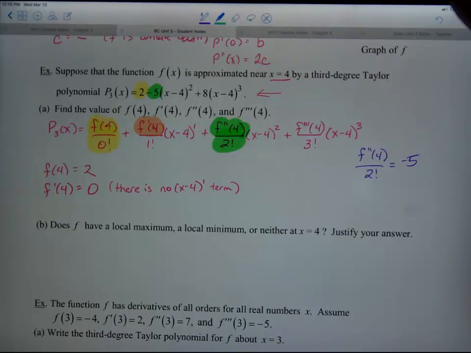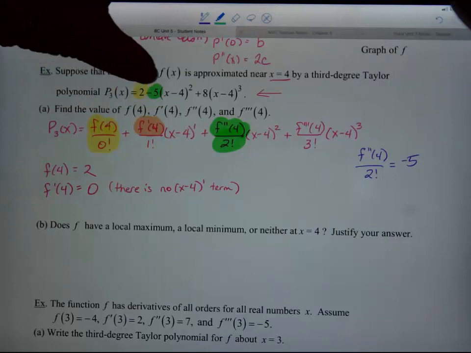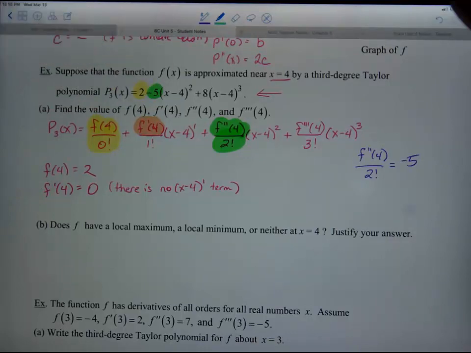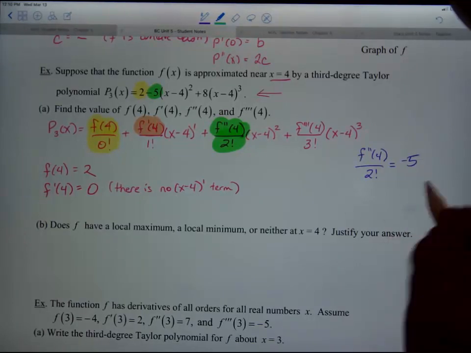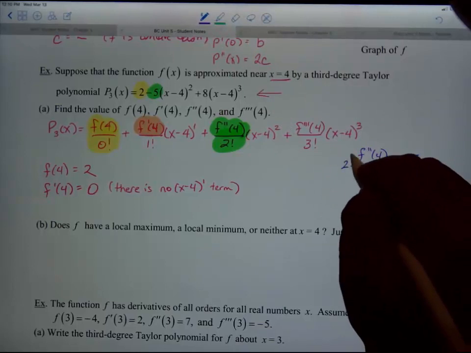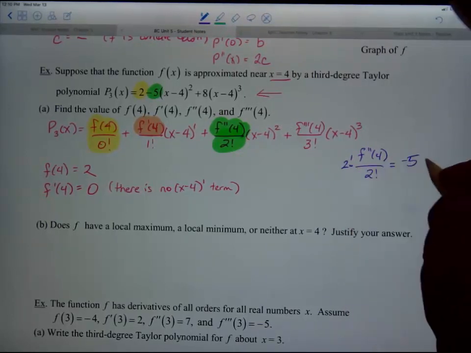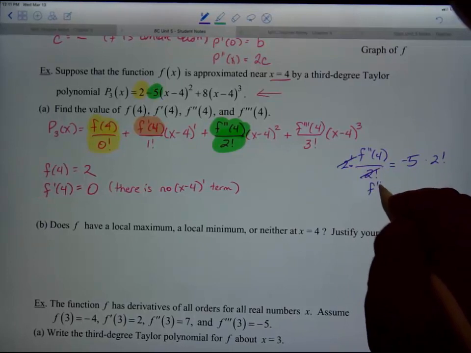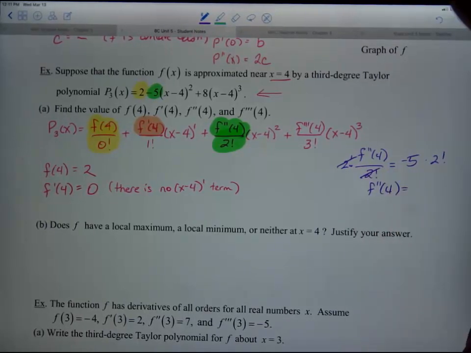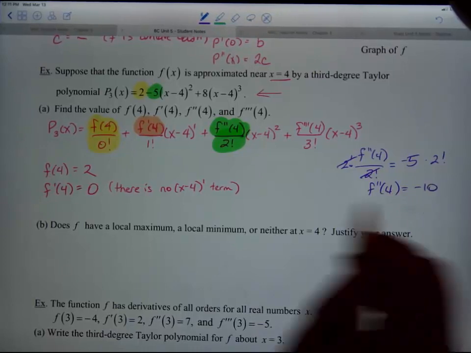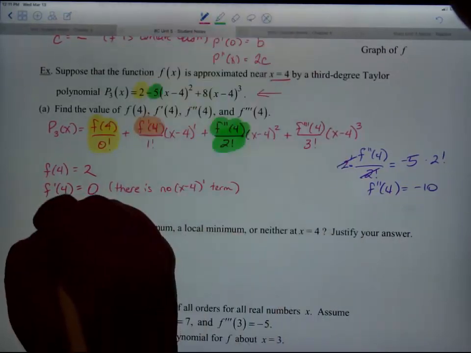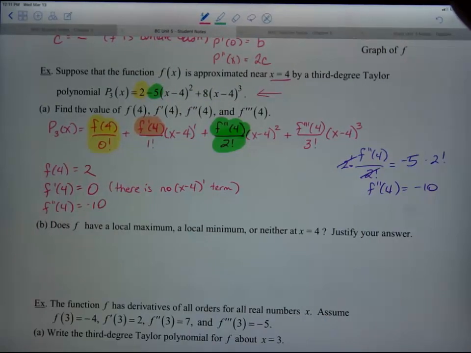But what is the -5? Oh, wait, just that one, right? Yes. I thought you saw something about it. No, that's where it came from. Now how do I solve for f double prime of 4? Just multiply both sides by 2 factorial. So f double prime of 4 equals what number? -10. So f double prime of 4 equals -10. Did you follow the math I just did? Okay, do you think you could do the triple prime? Try the triple prime yourself.